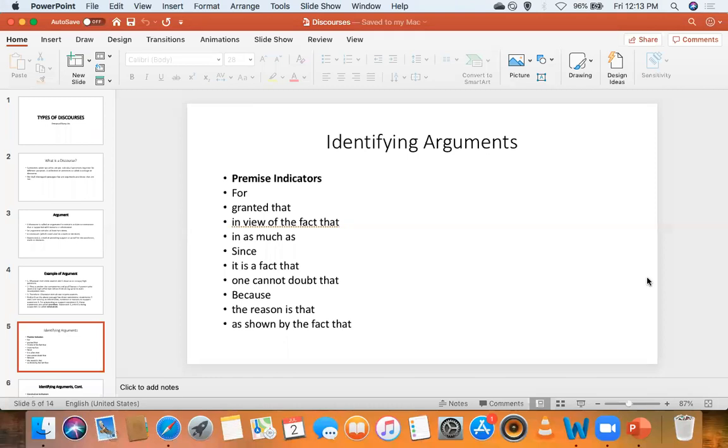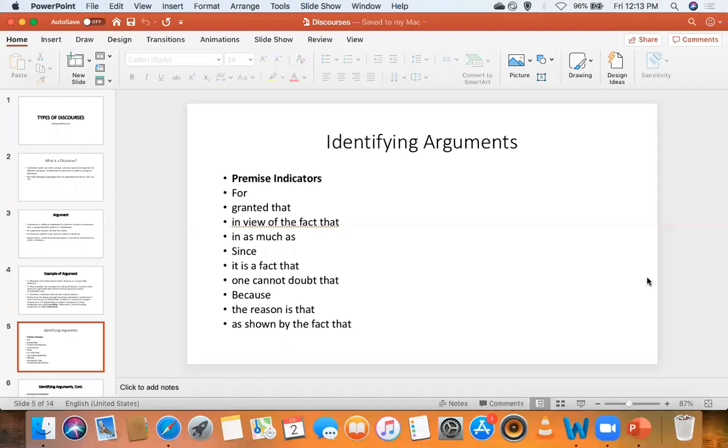Now, bear in mind that premises are supposed to provide evidence or facts to support a conclusion. So when you see a statement that begins with, it is a fact that, obviously you know that the aim of that sentence is to provide facts. So that is the job of a premise.